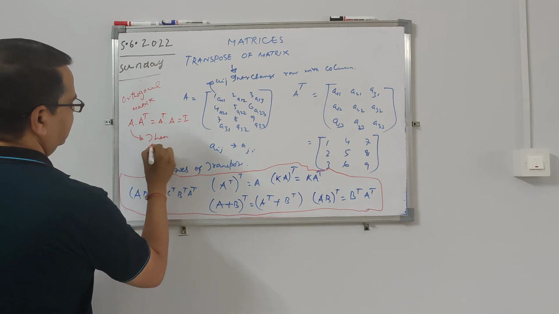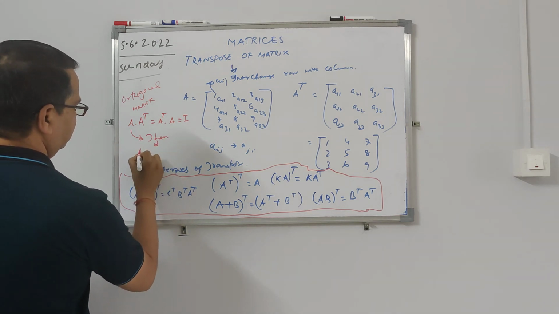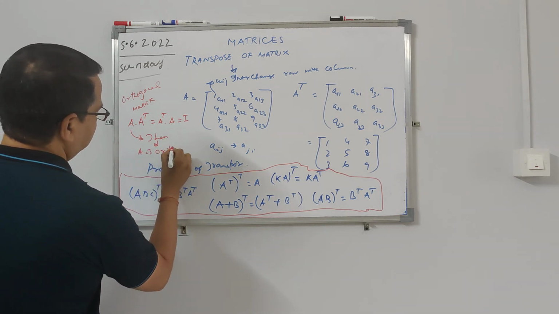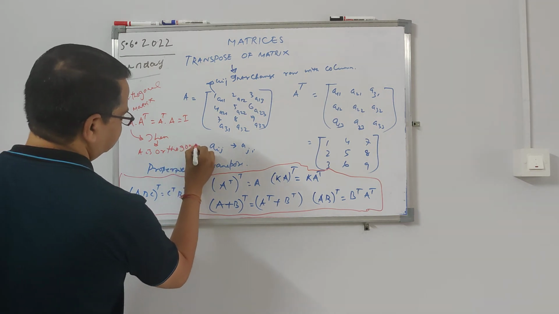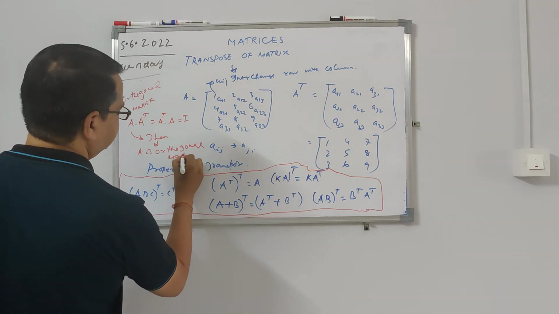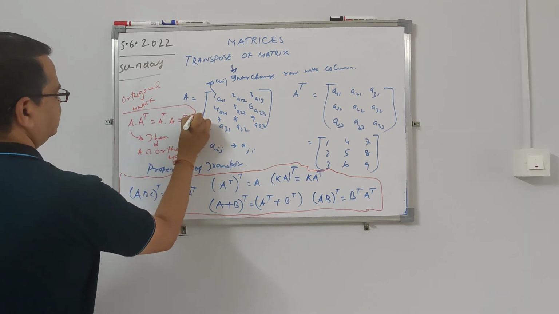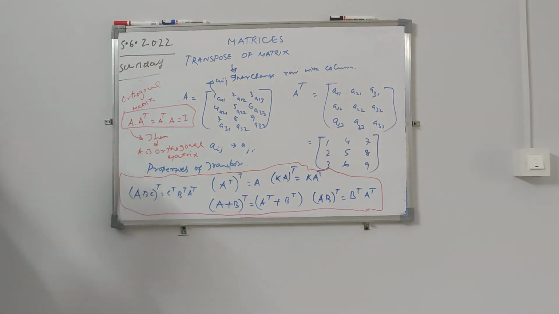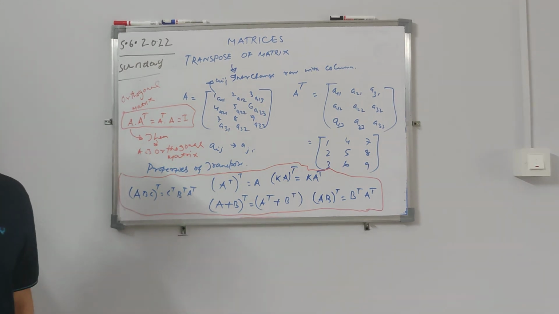In that case, this matrix will be called an orthogonal matrix. If this condition is satisfied, then matrix A is called orthogonal matrix. Very very important point this is. Okay, now you can take a picture of this. Then we will discuss what is a symmetric matrix and all.